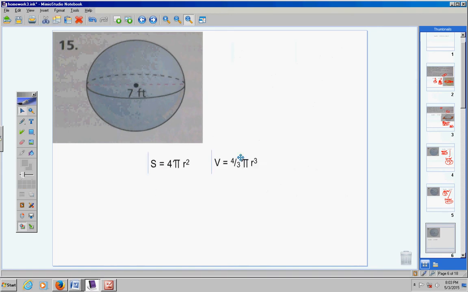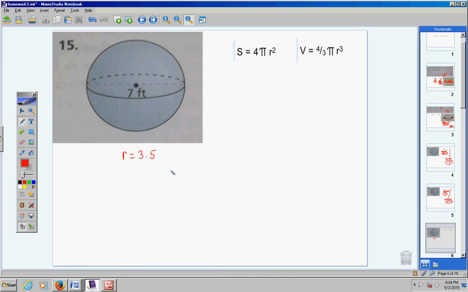Once again, we're going to find the surface area and volume of this sphere right here. So if the diameter is 7, then the radius would be half of that, 3.5. Okay, so surface area is 4 times 3.14 times 3.5 squared, and I'm getting 153.9 if you round to 1 decimal place. 153.9 square feet. It'd be square feet because we're dealing with surface area.